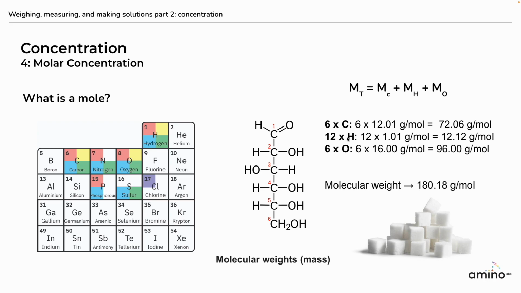We do the same with hydrogens, 12 hydrogens, so 12 times 1.01 is 12.12, and then 6 oxygens at 16 grams per mole gives us 96. When we add that all up, the total molecular weight of glucose, when we add the molecular weight of all the carbons, hydrogens, and oxygens, is 180.18 grams per mole. Okay? And I have a little note down here, molecular weights, molecular mass. So again, weights are a little bit outdated. Molecular mass is also widely used.